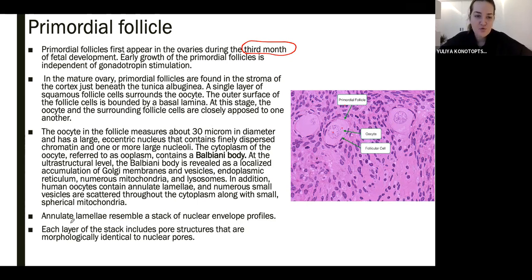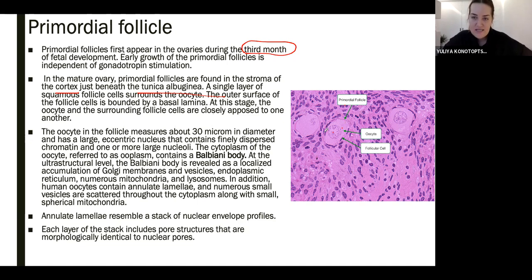Okay, next thing that you're going to see is that all of these primordial follicles are typically located in the most outer part of the cortex, just beneath the tunica albuginea. As you remember, this is a capsule which is outside of your gonads, testes, and ovaries. So the most outer part of the cortex will have most of the primordial follicles. You will actually see it there.